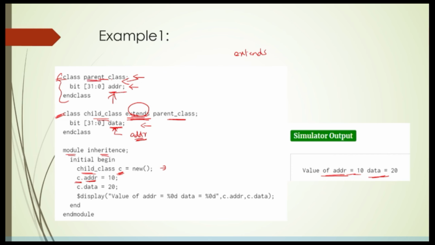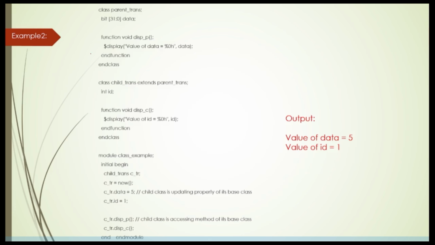Got my point? Let me give you one more example here. Here this is my parent class. This class is having one property which is data, and along with it, it is also having one method, display p. This is my method, and data is my property.